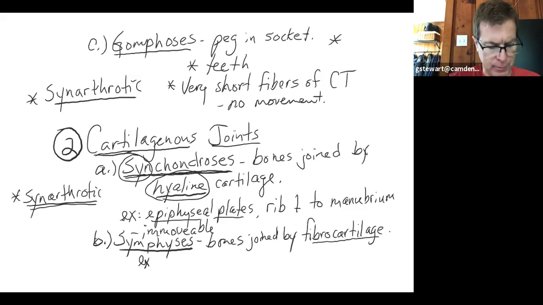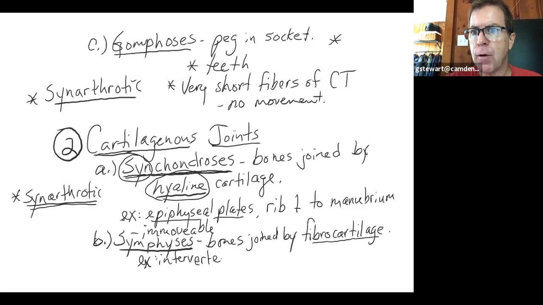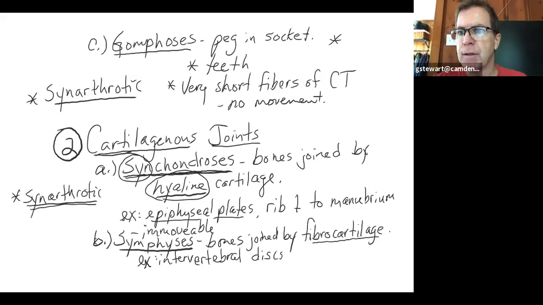First, I'll give you some examples. These are our classic ones from our tissue section way back the first week. Intervertebral discs. Sorry about the writing, it's hard with a plastic pen on a glass surface. The pubic symphysis in the front of the pelvis between the two pubic bones. These are classic symphyses examples.